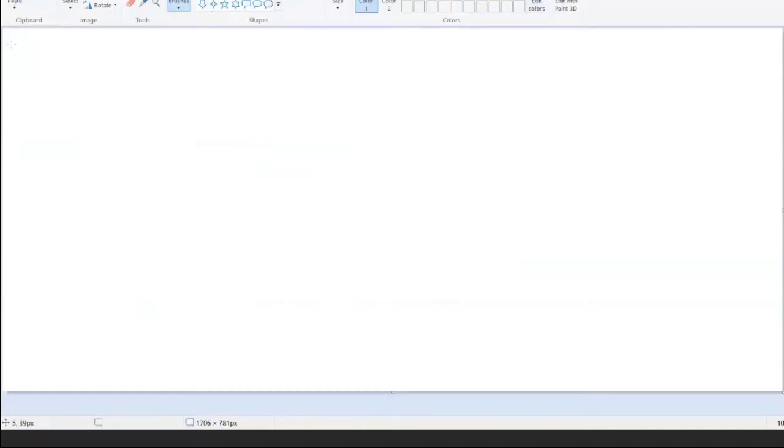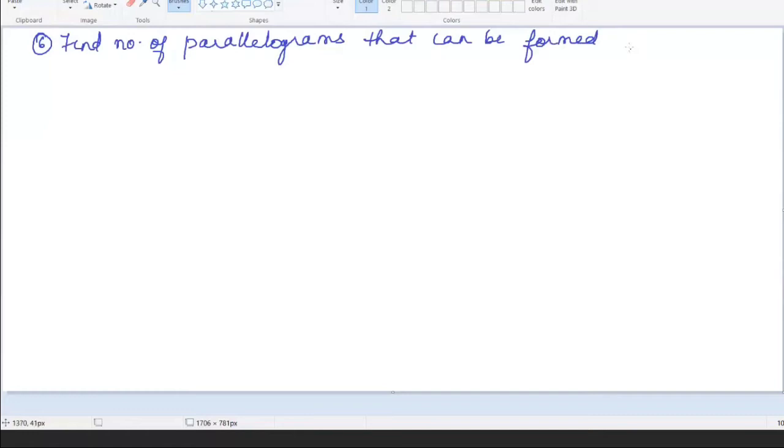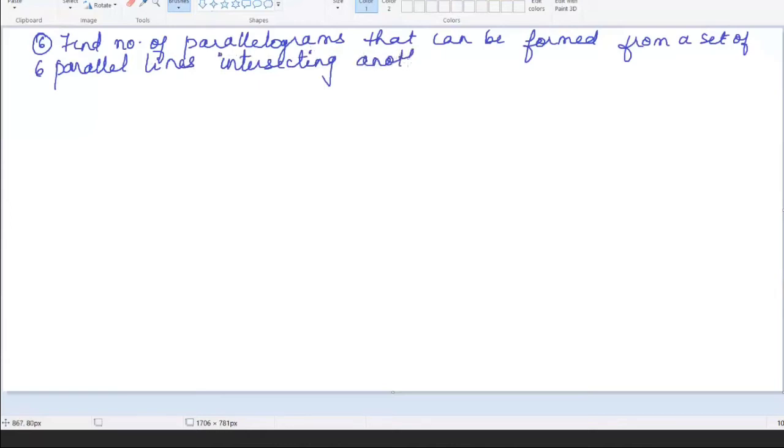So sixth question is find number of parallelograms that can be formed from a set of 6 parallel lines intersecting another set of 4 parallel lines.